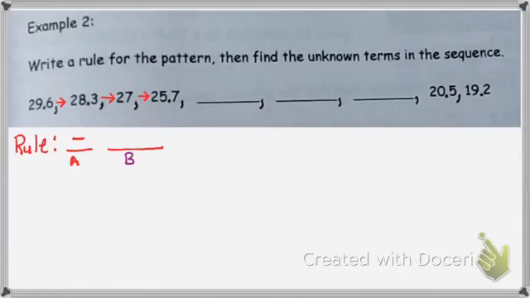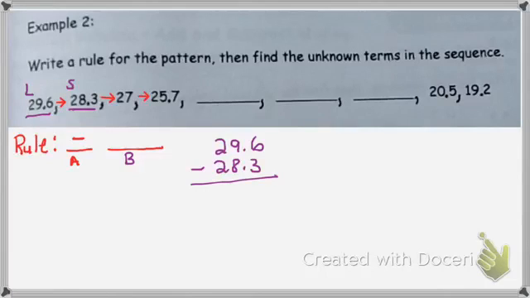In order to figure out part B of the rule, we take any two numbers that are side by side, and we subtract them. Remember, in a subtraction problem, the largest number needs to go on top. So I'm going to take 28.3 and 29.6 because they're side by side. What's larger, the 29 or the 28? That's right, 29 is larger, 28 is smaller. So I'm going to say 29.6, take away 28.3.